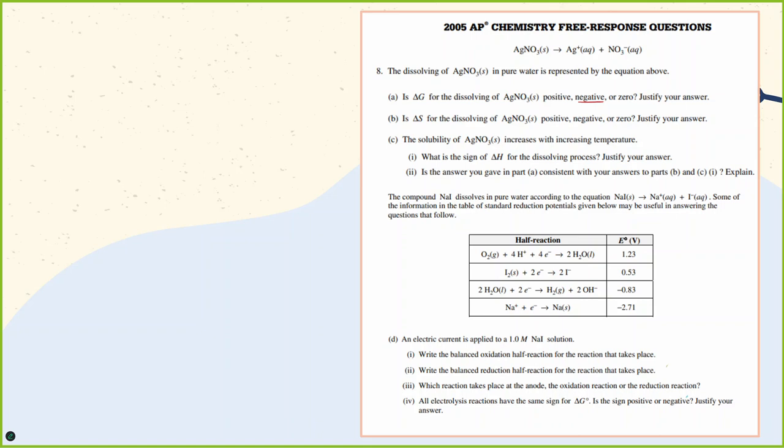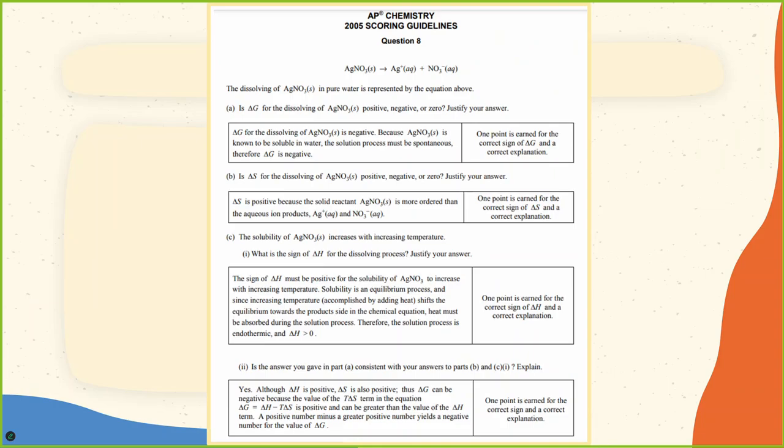I pretty much have that. Well, actually, we can advance it and take a look. Dissolving is negative because it's known to be soluble in water. Process must be spontaneous. Delta G is negative. Yeah, so that was the way to go for that one.